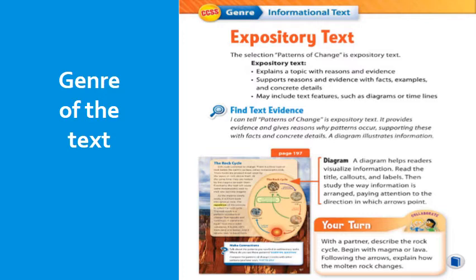It gives reasons, evidence, facts, supports reasons and evidence with facts and examples and concrete details, and may include text features such as diagrams or timelines. So all of these, when they are found in a text, we say that the genre of this text is an expository text. It's very easy and very clear.